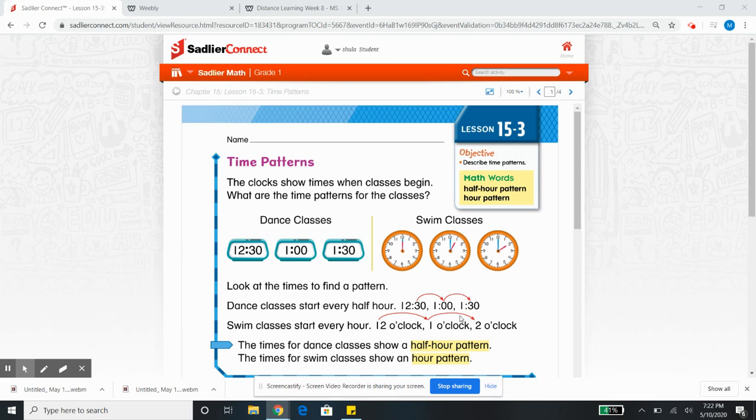Hi everyone, welcome back. We're going to be going over lesson 15-3. Our objective is going to be to describe time patterns. Our math words are going to be half hour pattern and hour pattern.